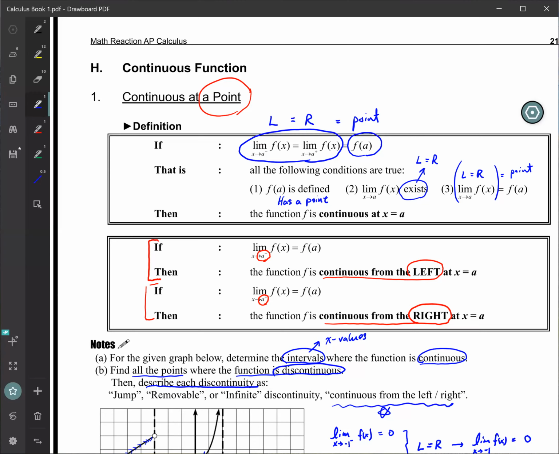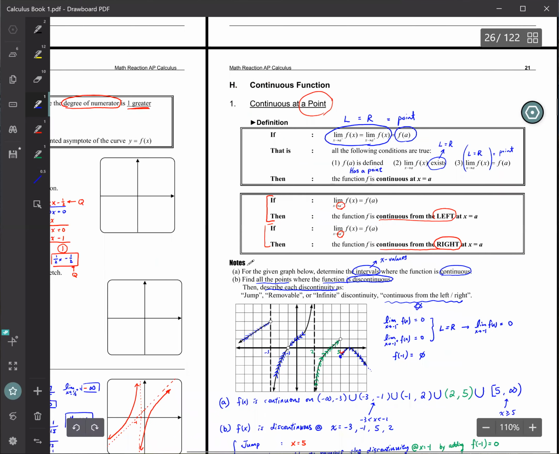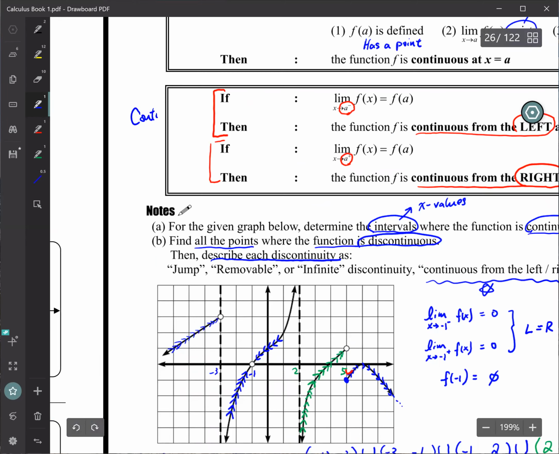Okay, so at your own time, you repeat a couple more times. Okay, this part will help us do many questions later, to check left, right, and the point. Now the second thing I want to go over is the continuous from one side. Okay, so this part is called continuous from one side.